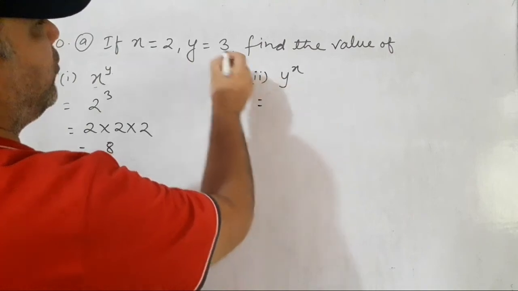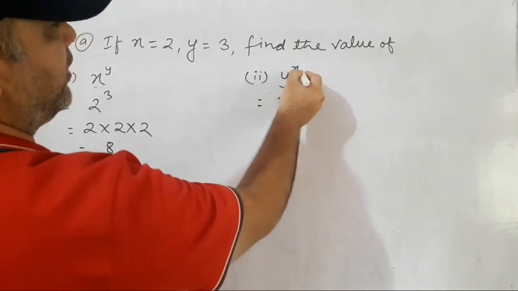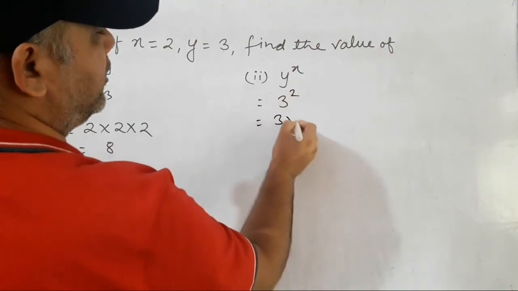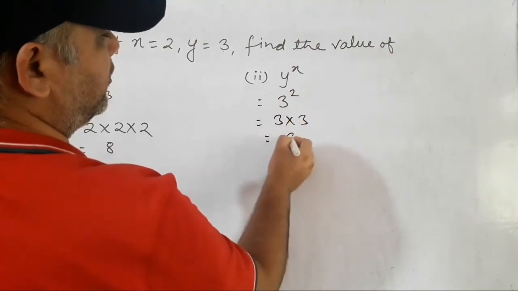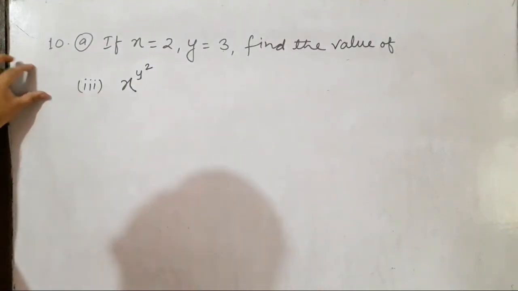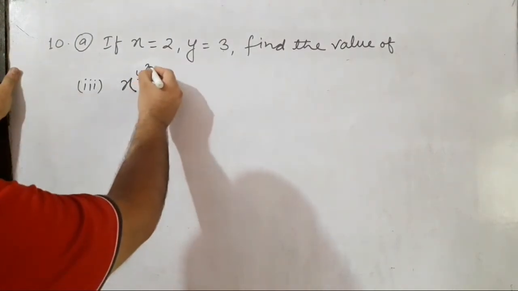Similarly, the value of y is 3. The value of x is 2. 3 square, 3 into 3 equal to 9. Okay, the next question. X power y power 2.